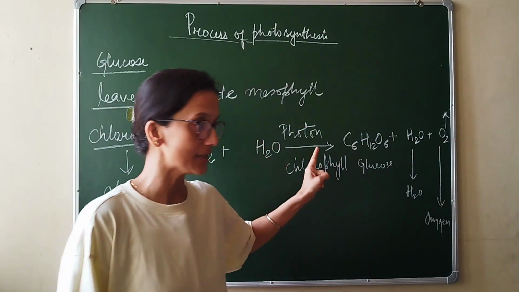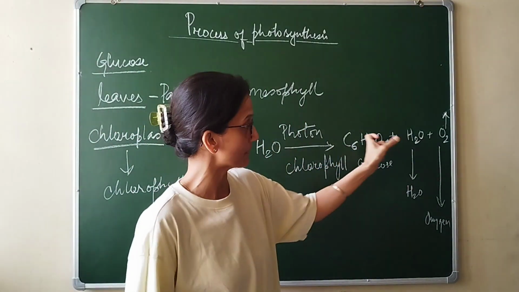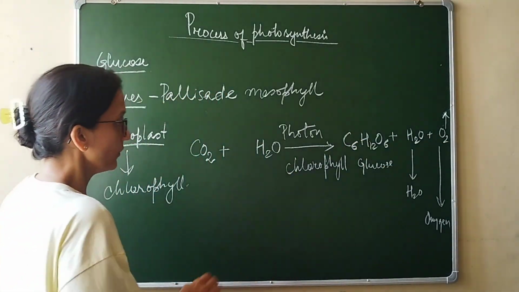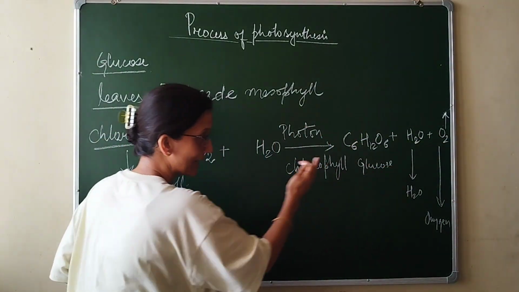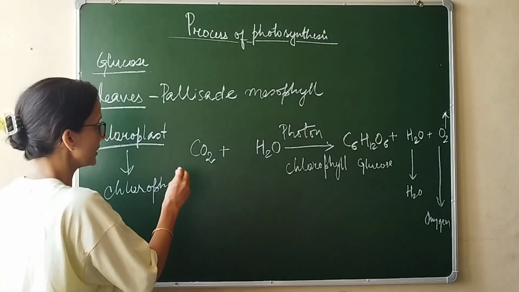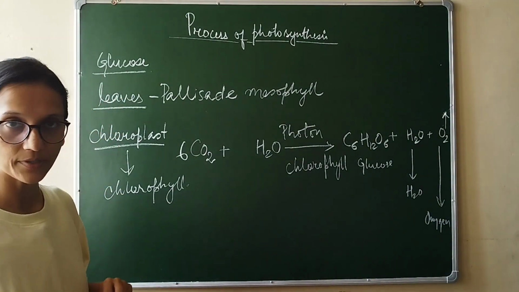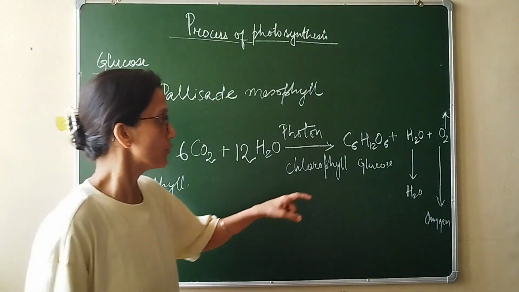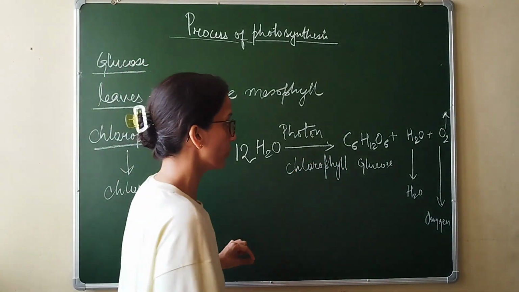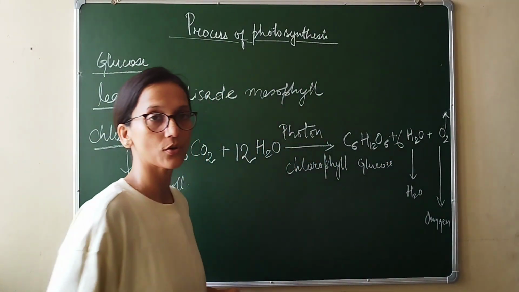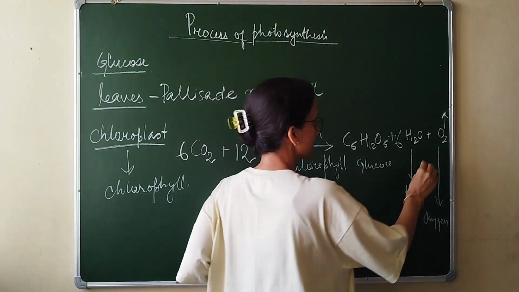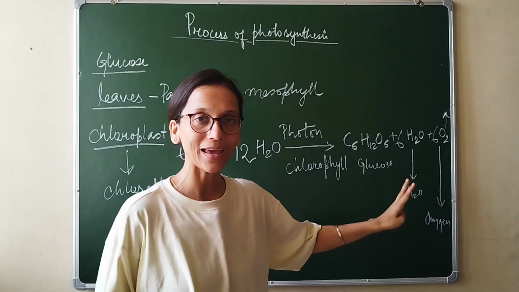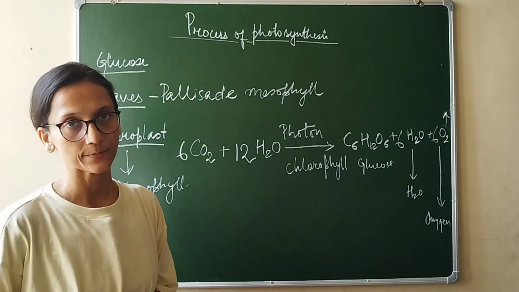You have to remember this because later on in the class I am going to explain what exactly happens to each of these. Now the last part is, what if I have to balance the reaction? So to balance the reaction, there are 6 molecules of carbon dioxide that combine with 12 molecules of water to produce 1 molecule of glucose, 6 molecules of water and 6 molecules of oxygen. So this is the total balanced equation of photosynthesis.